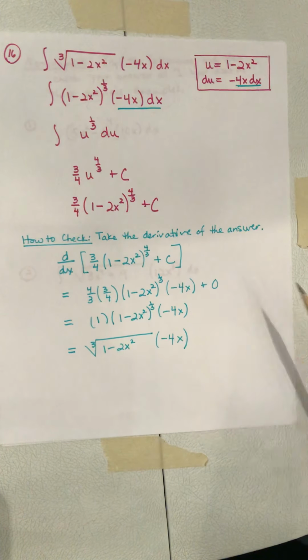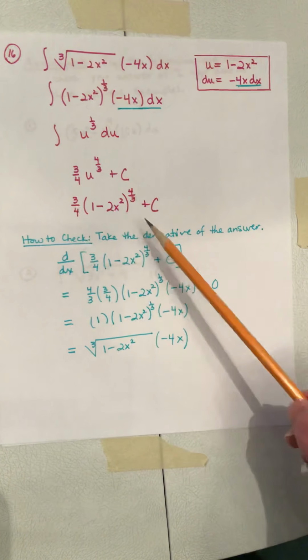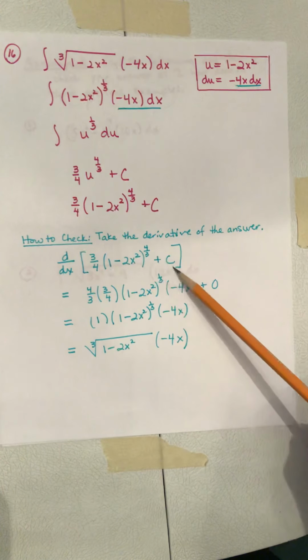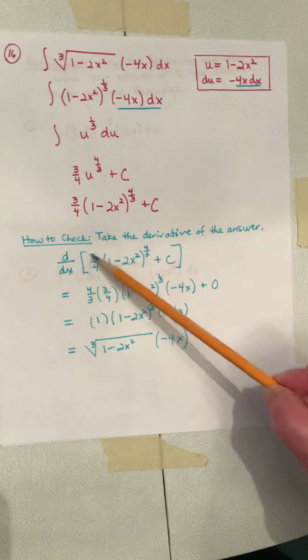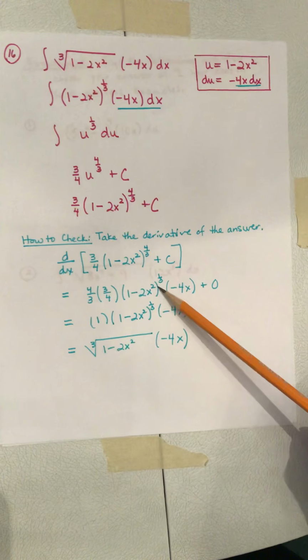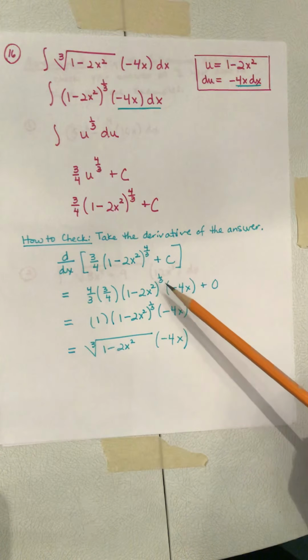Okay, let's check that one. We'll take the derivative of the answer. We have 3/4 (1 minus 2x squared) to the 4/3 plus c. Let's take the derivative. We get 4/3 exponent times coefficient 3/4. Keep the base the same, 1 minus 2x squared. Subtract 1 from the exponent. 4/3 minus 3/3 is 1/3.